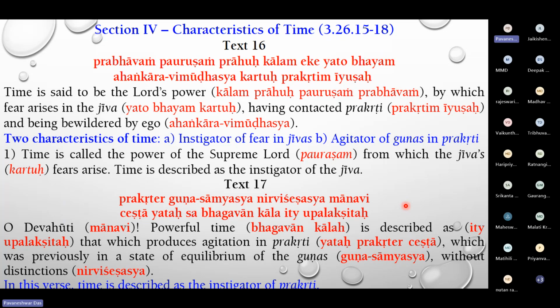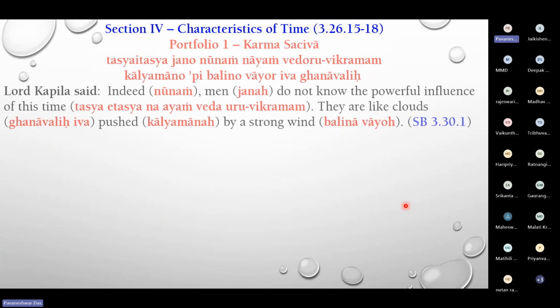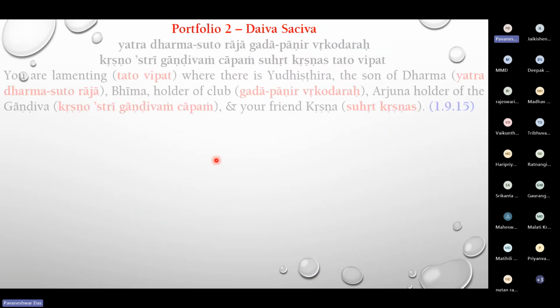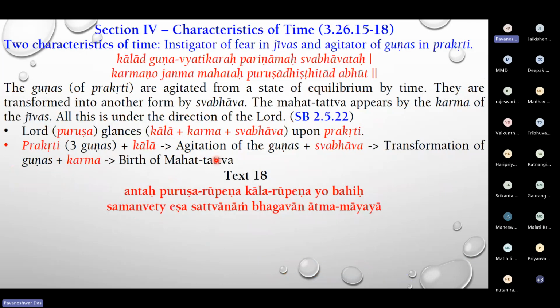This we had discussed in the beginning. Some notes are there about time: time to be karma sachiva or time to be daiva sachiva. You people can read through the notes. The rights are already shared with you. Thus the time has two characteristics. One is instigator of fear in the Jiva. The second is agitator of the gunas in Prakriti.